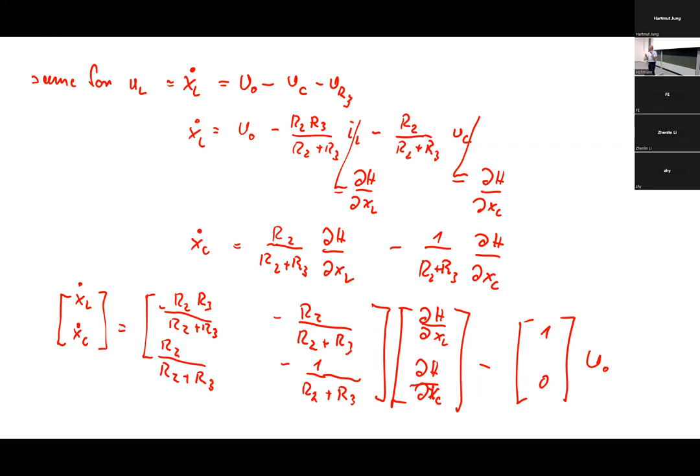That's the answer. So what is missing still is the output equation. I don't want to write it down because the output equation has been already set one slide before. Okay. So, and again, if you look at the various ports, if you multiply the inputs U0 with the corresponding output, you again see that it's power preserving or dissipating.